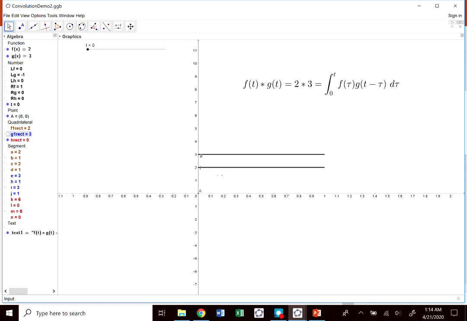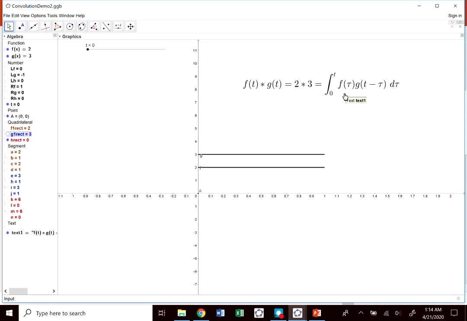If f of t is 2, what would you say f of tau is? F of tau is also 2. Right? Same thing. So now think of this axis as the tau axis, not as a t axis. Okay, the horizontal axis is tau. So we have f of tau is what you see here. G of tau is 3. That's what you see here.